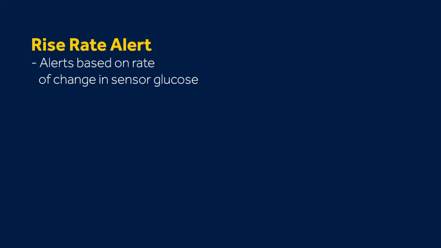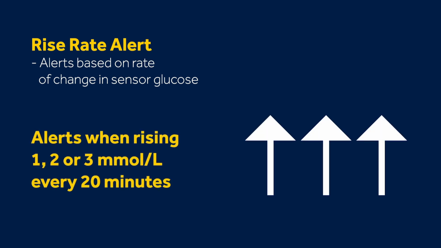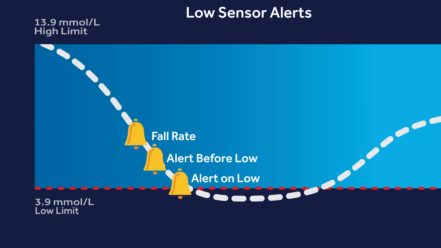The Rise Rate alert notifies you when your glucose is rapidly rising. It can be set to alert you when your sensor glucose is rising. Now let's take a look at low alerts.